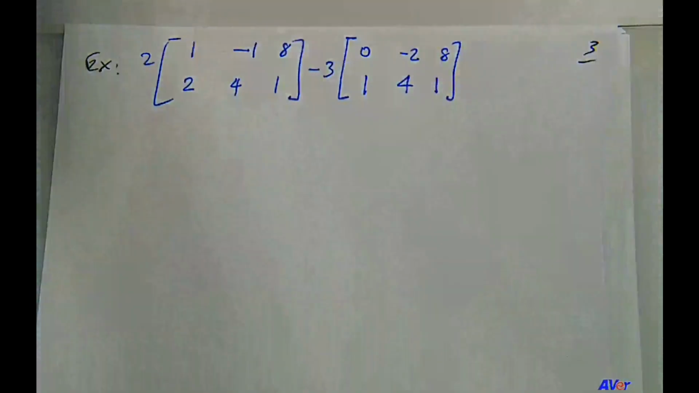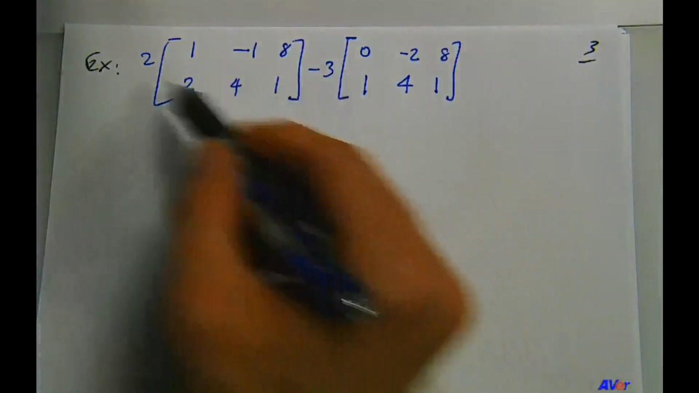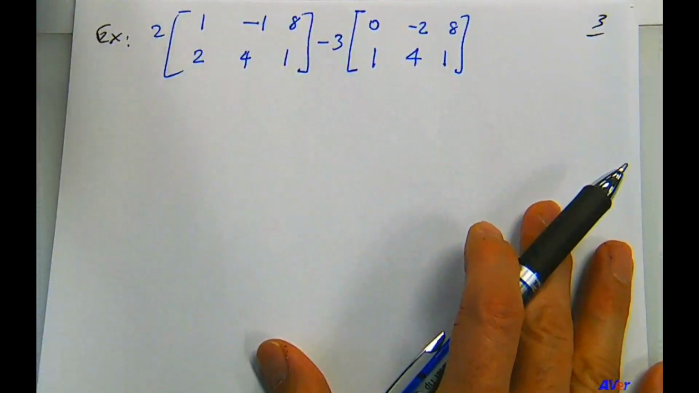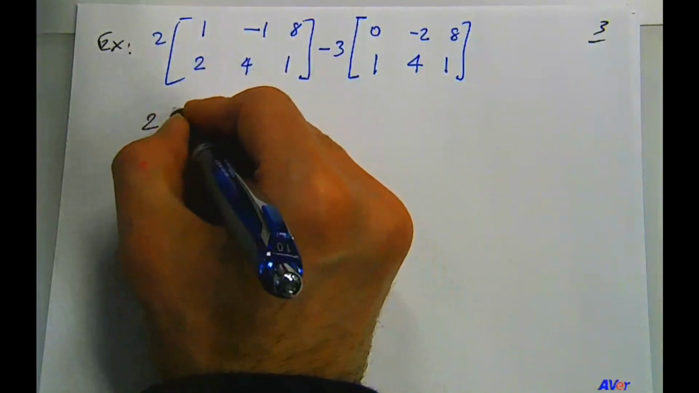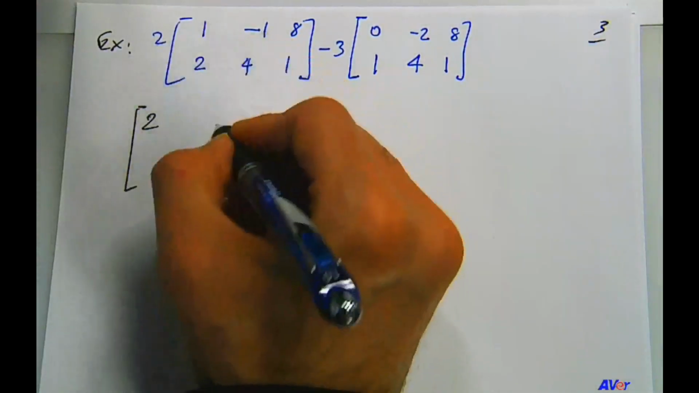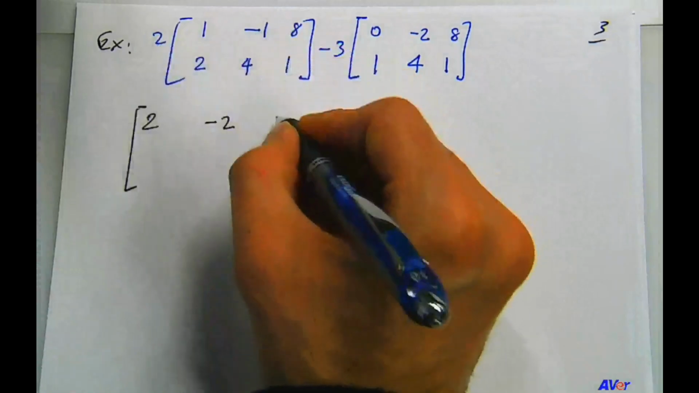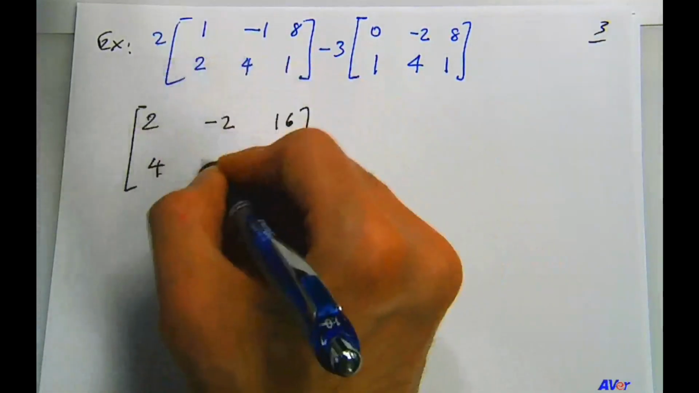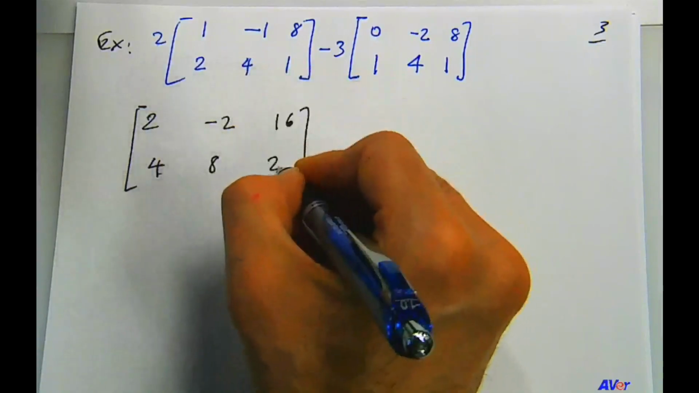Okay, that's what we want to do. Just like before, let's multiply this 2 by everything here. So 2 times 1 is 2, 2 times negative 1 is negative 2, 2 times 8 is 16, 2 times 2 is 4, 2 times 4 is 8, 2 times 1 is 2.